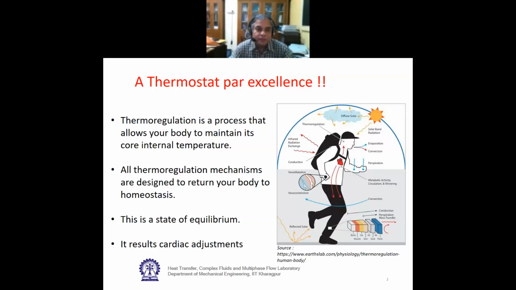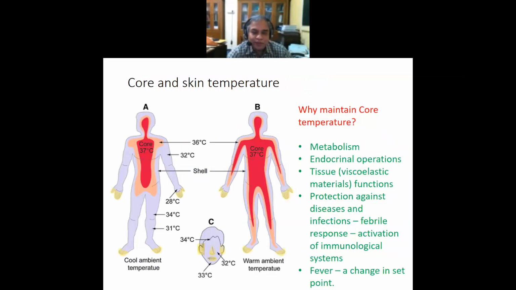Now, I have mentioned the core temperature and skin temperature. So here I am showing the core and skin temperature. This is the core temperature for cold ambient condition, and this is the core temperature for warm ambient condition. Core temperature is maintained closely at 37 degrees Celsius. Maybe a 5 degrees Celsius difference is noticed from time to time. But the peripheral temperature varies very largely.